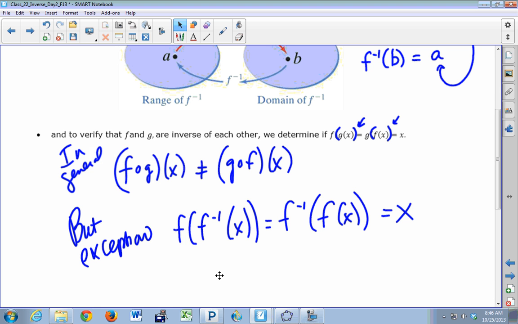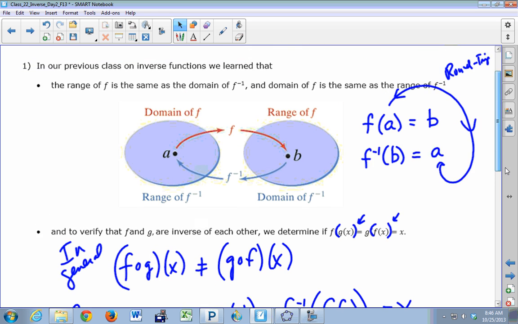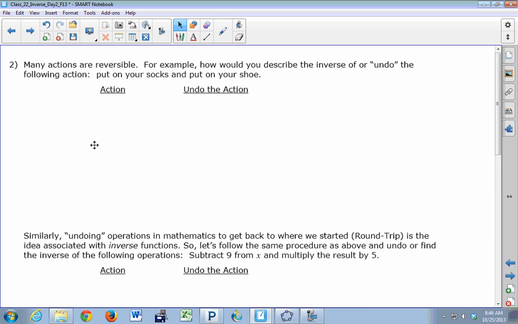Today we're going to take a further look at functions, but start to look visually: if we had a graph of a function, how would we know that it had an inverse? And then algebraically, how would we actually find the inverse of a function? Those are the things we look at today. Okay, so let's take a look at step 2 here.